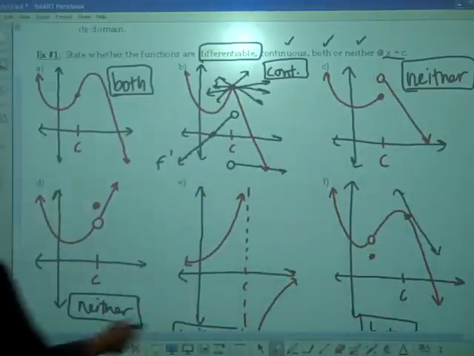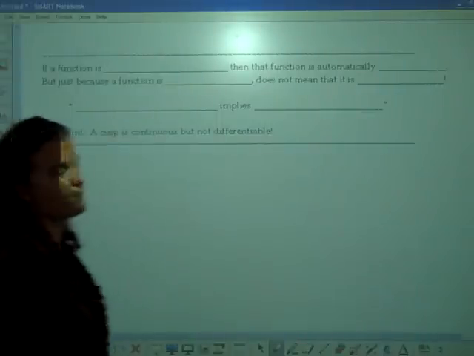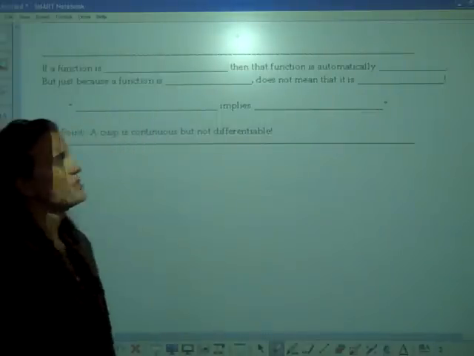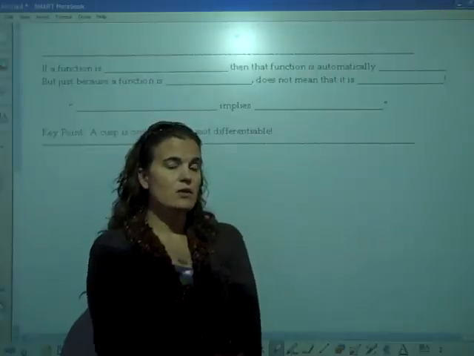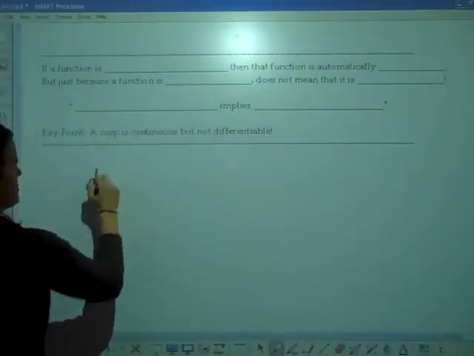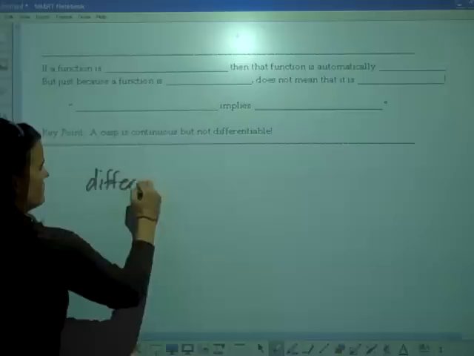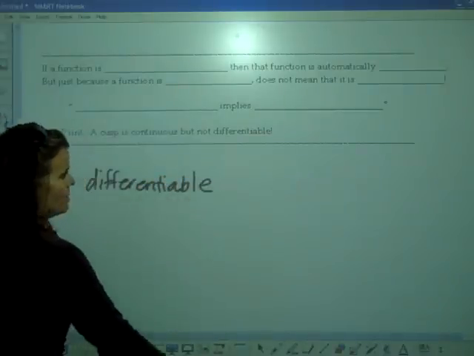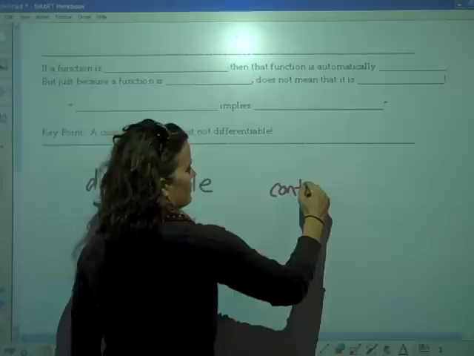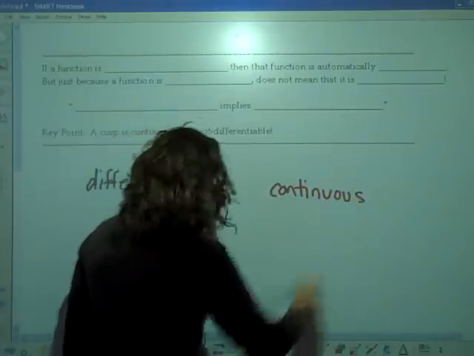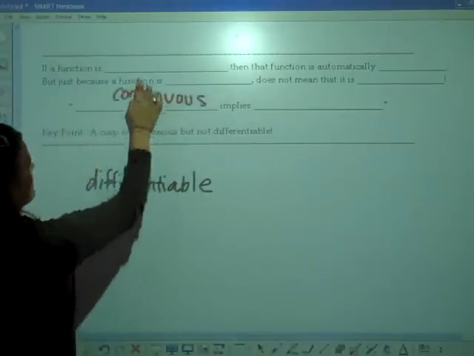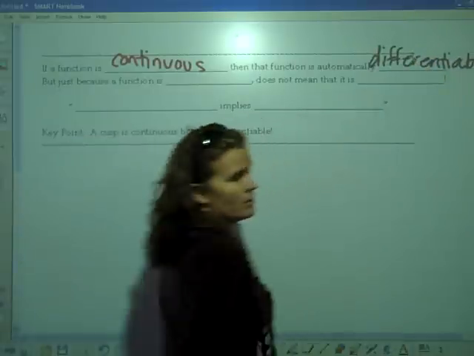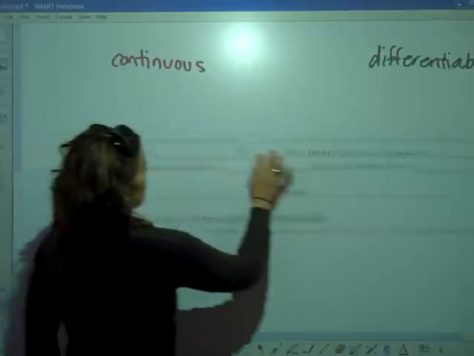And that's what we're working towards, this really important information here. So if a function is blank, then that function is automatically blank. See if you can fill those in with these keywords: differentiable, differentiable, hopefully I spelled that right, and continuous. And you want to think about which one will go where. If a function is continuous, then that function is automatically differentiable. Okay, does that make sense? Or is it the other way around?